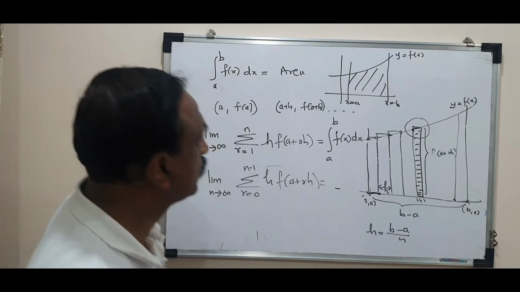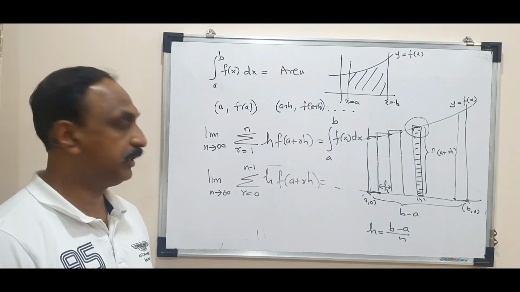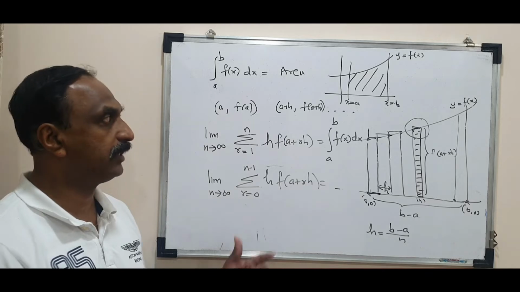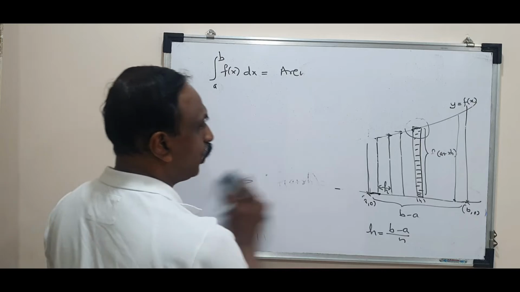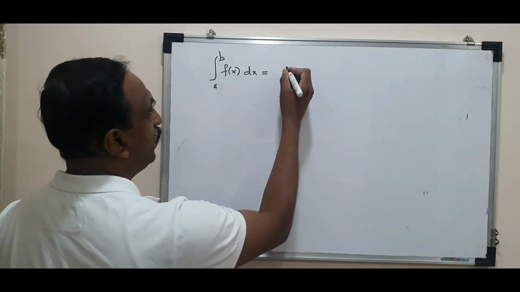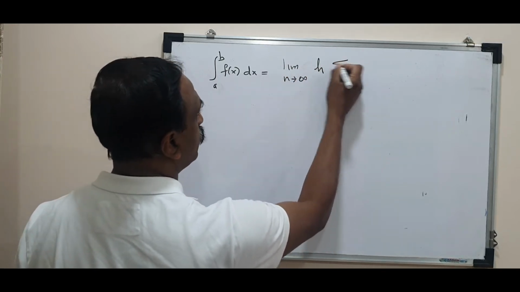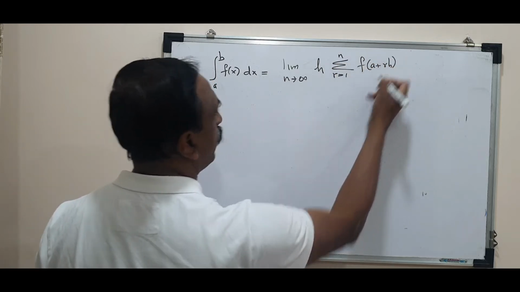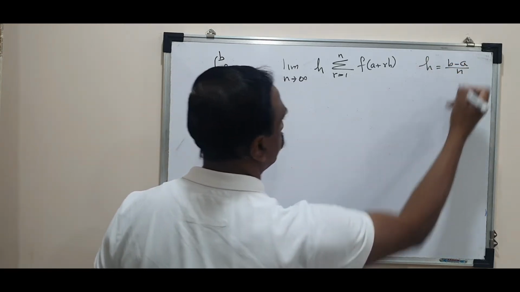Now, what we do in this integral as a limit of sum, how we apply it to evaluate a limit using this formula. Let me write this formula once again. The formula for integral as a limit of sum is limit n tends to infinity h into sigma r is equal to 1 to n f of a plus rh, where h is b minus a upon n.